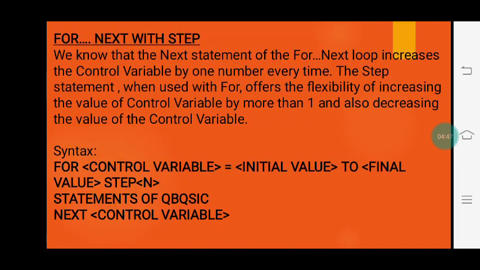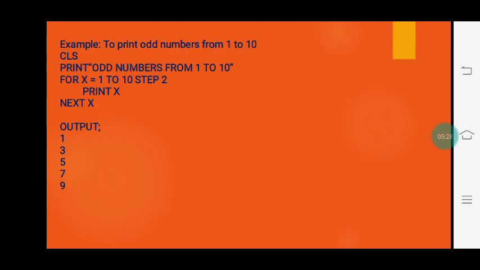Now the for next with step. We know that the next statement of the for next loop increases the control variable by one number every time. The step statement, when used with for, offers the flexibility of increasing the value of the control variable by more than one and also decreasing the value of the control variable. So the syntax is: for control variable is equal to initial to final value, then step n, statements of QBasic, and next control variable. Let us see the example.